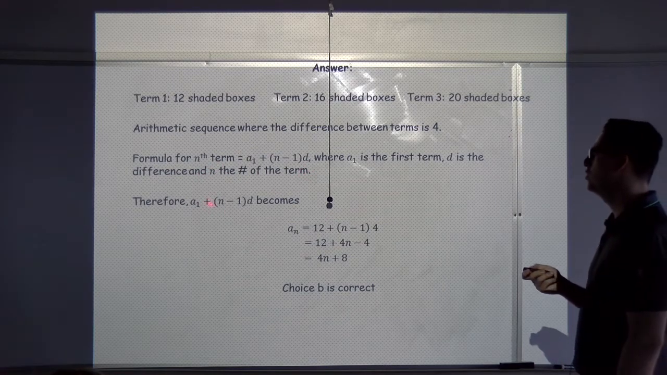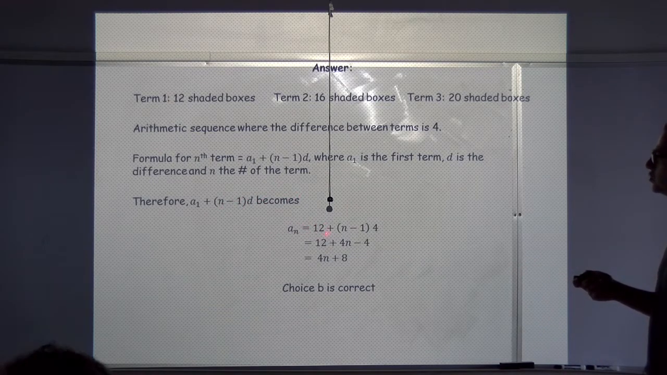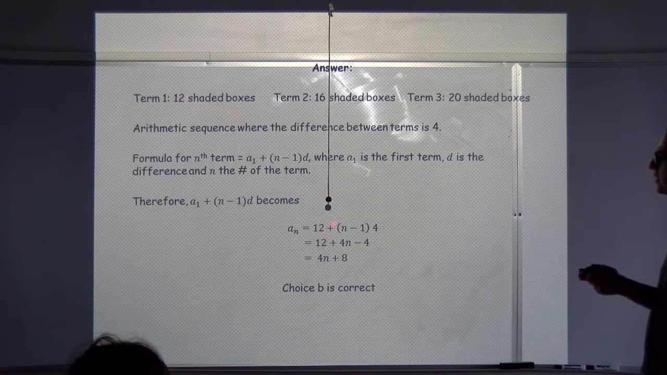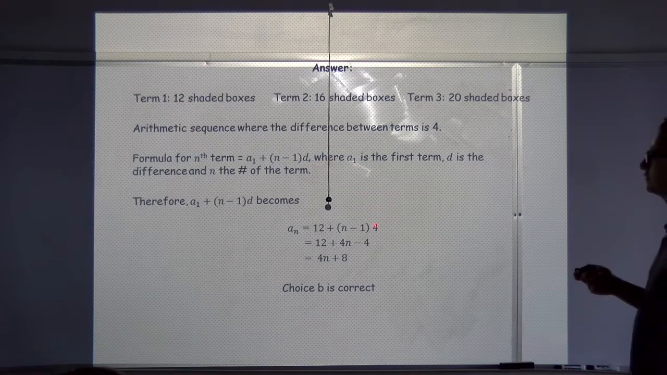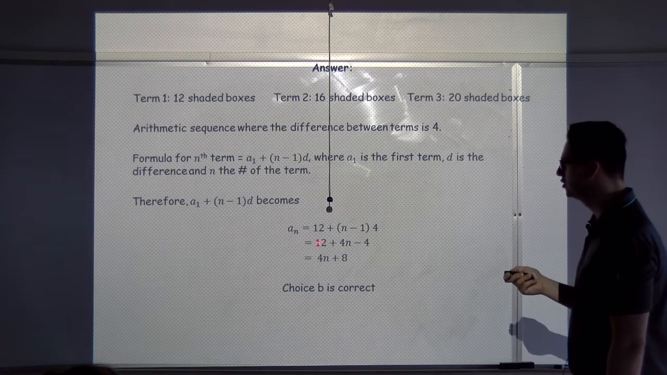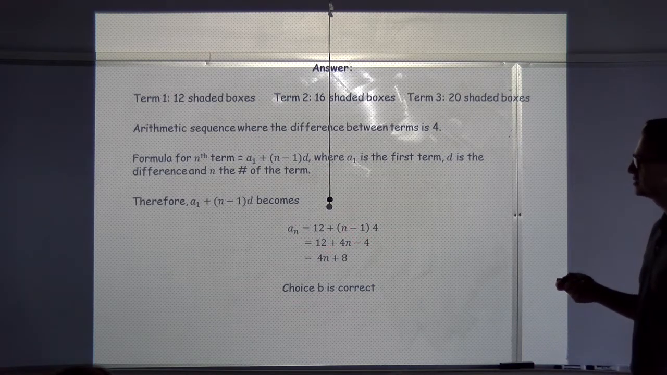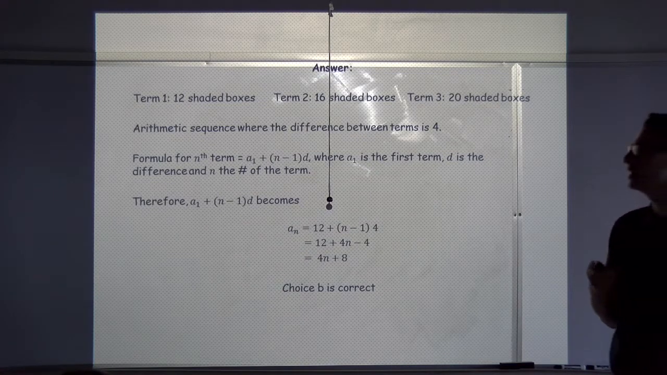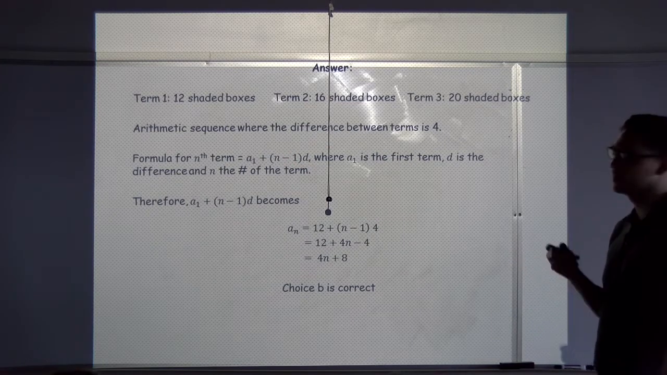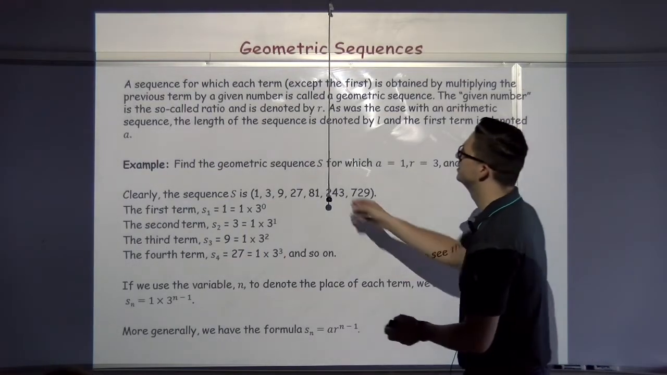So therefore, a1 plus n minus 1 times d is going to become an equals 12, okay, our first amount of shaded blocks, plus n minus 1 times 4. After distributing your 4 across, you'll be left with 12 plus 4n minus 4. Combine your like terms, you're left with 4n plus 8. Okay? So once again, it's very crucial that we understand what each letter means and where to find each letter in each term. Okay? Geometric sequence.